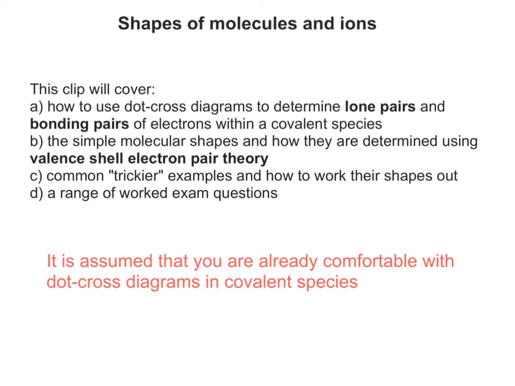Then we can move on to the simple molecular shapes that you need to know and how we work them out using an idea called valence shell electron pair repulsion theory. We'll look at one or two common trickier examples and how to work their shapes out, and then go through a range of worked exam question sections to show you how it can actually come out in a test. So for this to work, it's assumed that you're already comfortable with dot cross diagrams and covalent species.